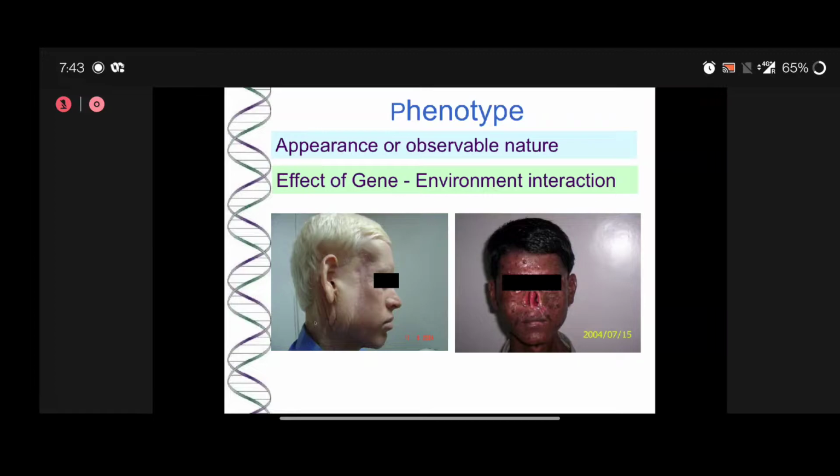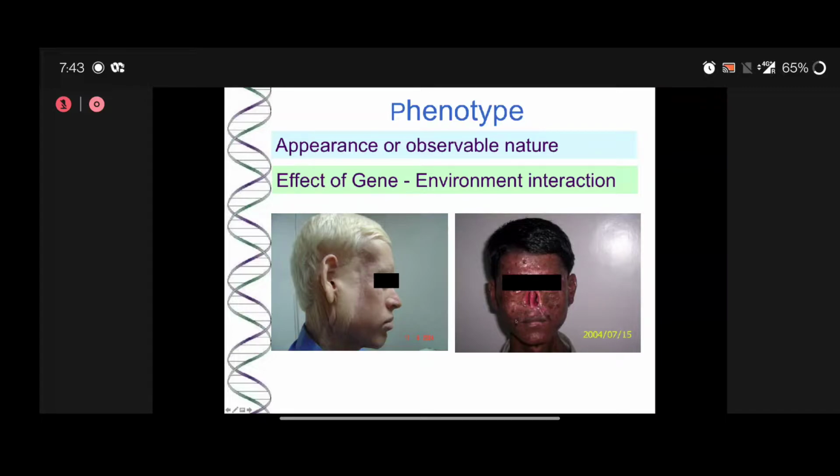Here I show you two autosomal recessive genetic conditions. This is an albino who had skin cancer, and this is a patient with xeroderma pigmentosa, XP. He also has skin cancer. The underlying genetic effect is different. There's lack of melanin pigment, so more of the UV rays go through.